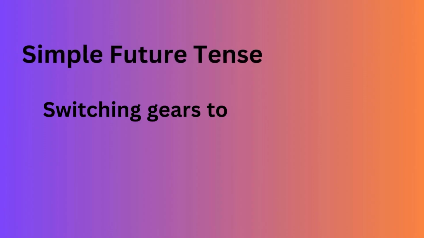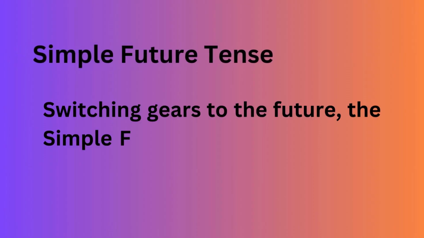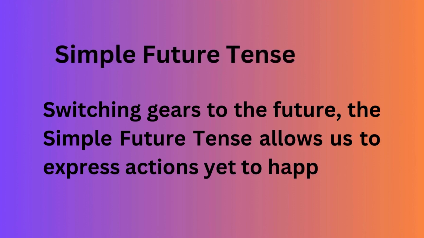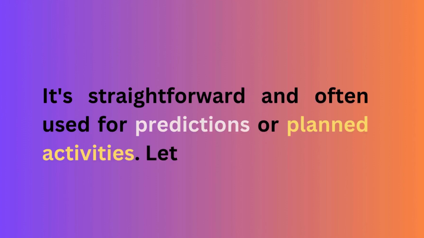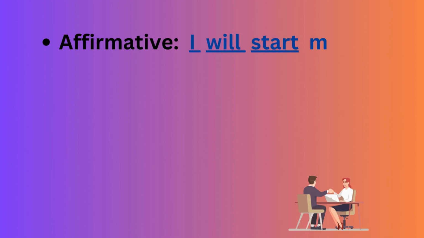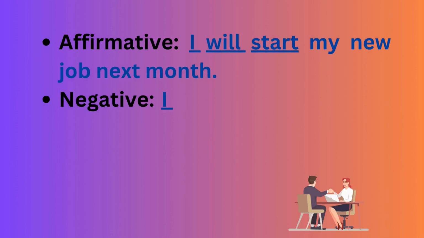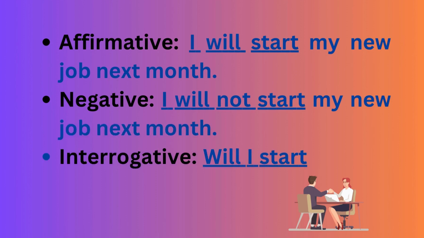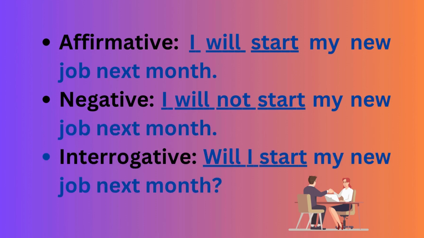Simple future tense. Switching gears to the future, the simple future tense allows us to express actions yet to happen. It's straightforward and often used for predictions or planned activities. Let's explore. Affirmative: I will start my new job next month. Negative: I will not start my new job next month. Interrogative: will I start my new job next month?